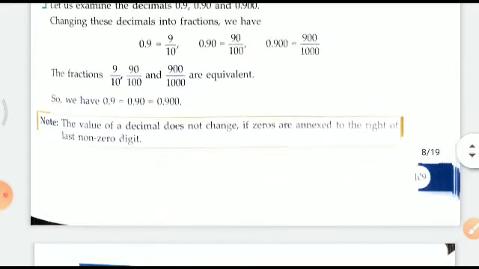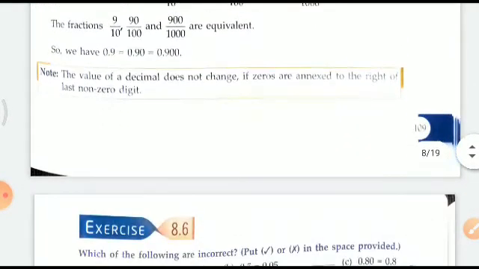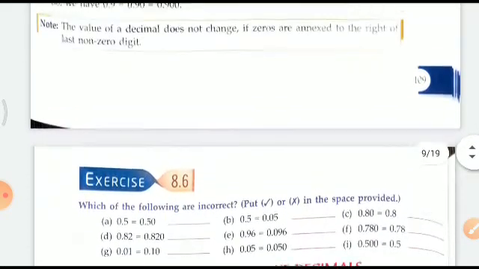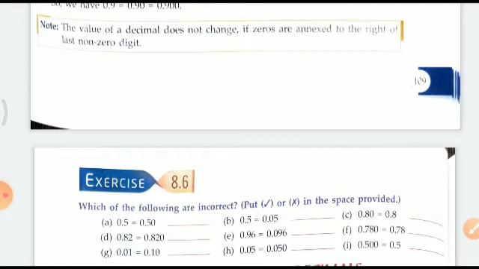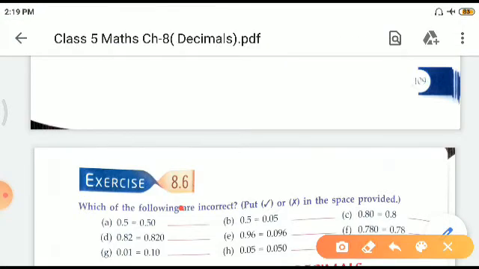Okay, so let us see 8.6, which of the following are incorrect? 0.5 is equal to 0.50, that is correct. 0.5 is equal to 0.5, incorrect. 0.80 is equal to 0.8, correct, and so on and so forth.